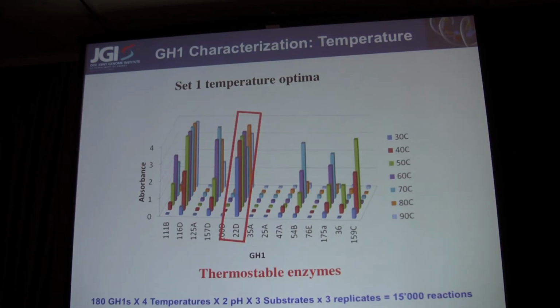However, our study design called for all of our 180 genes being profiled at 4 different temperatures, at 2 different pHs, and against 3 different substrates, and everything needed to be done in 3 replicates. So that's a total of 15,000 reactions. And of course, we didn't want to do this in the standard colorimetric plate-based assays because it was going to take us a long time, so we needed a high-throughput method to do this.